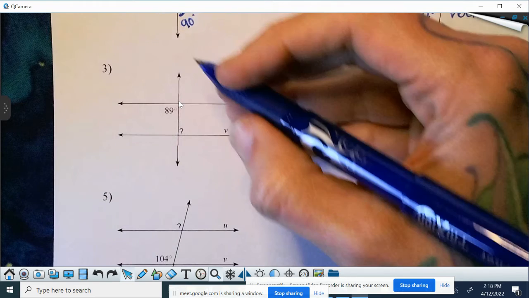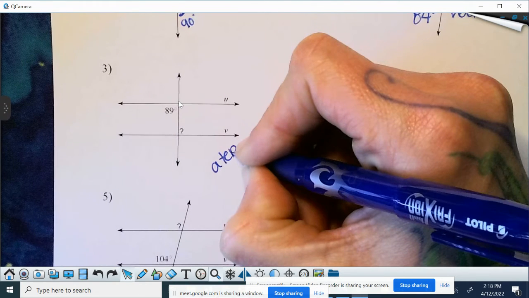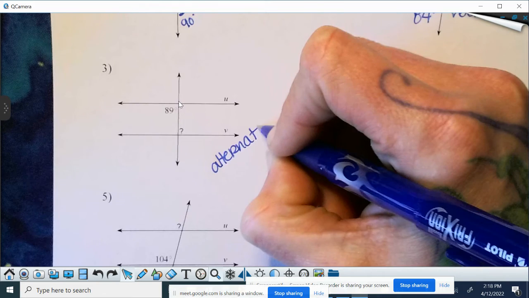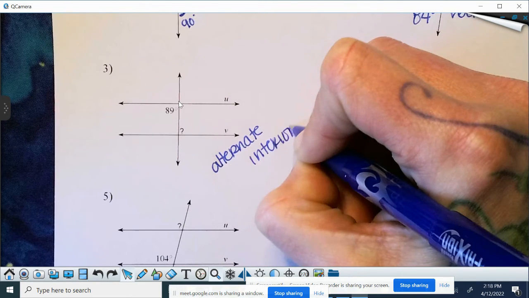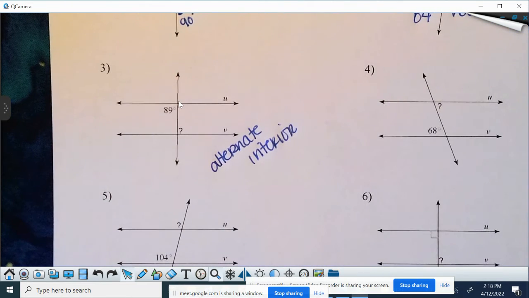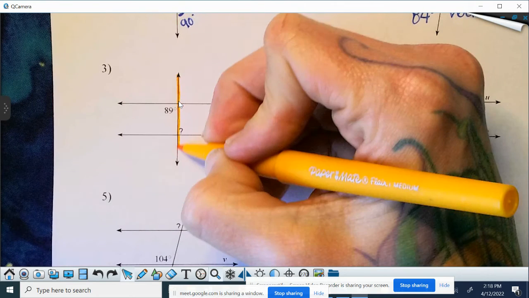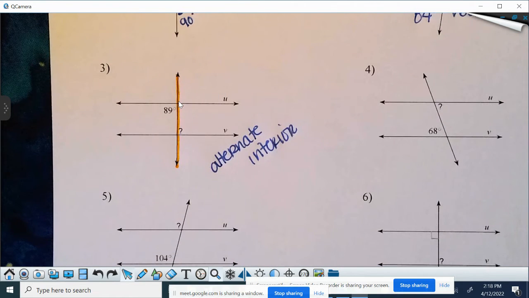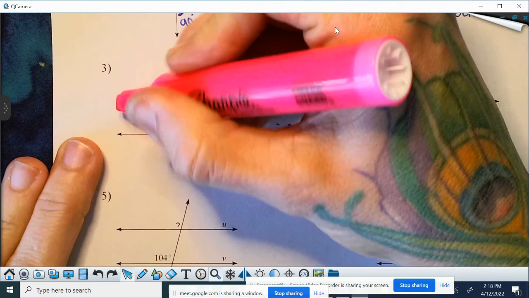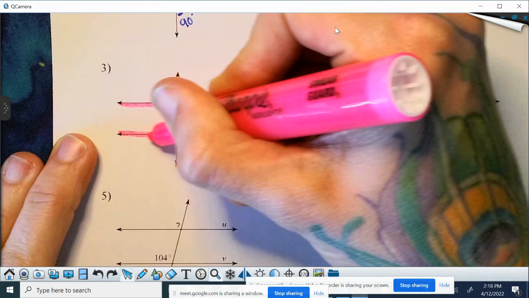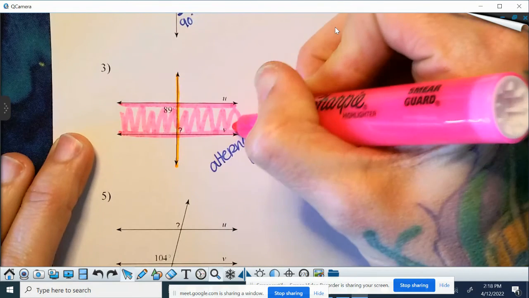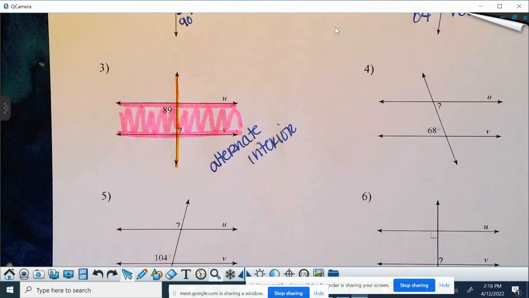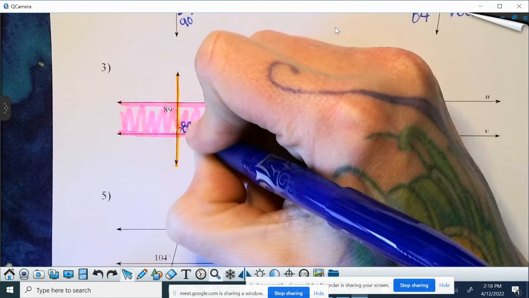So these are alternate interior. The alternate part is relative to your transversal, and when I speak of transversal, that's the line that's cutting through the two parallel lines. So it's going to alternate along the transversal and then be on the interior of the two parallel lines, so only in here. So alternate interiors are congruent. So this is also going to be 89 degrees.